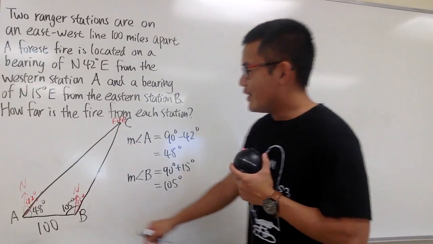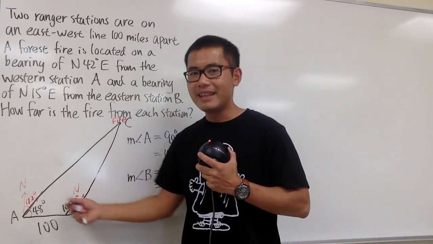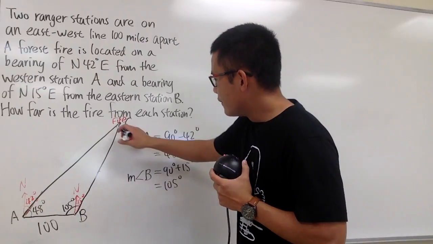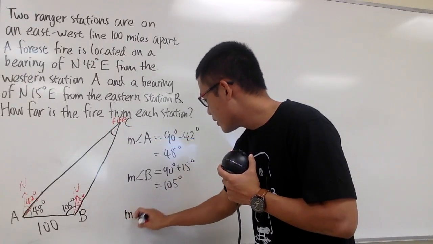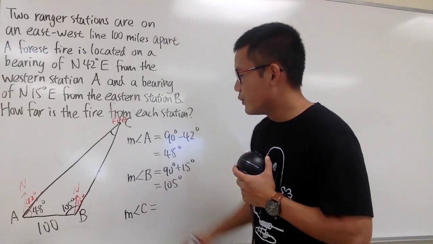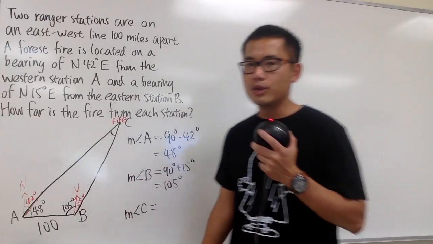And lastly, once we have this angle and that angle inside of the triangle, for measure angle C, which is right here, measure of angle C, we know altogether they have to add up to be 180 degrees, right?